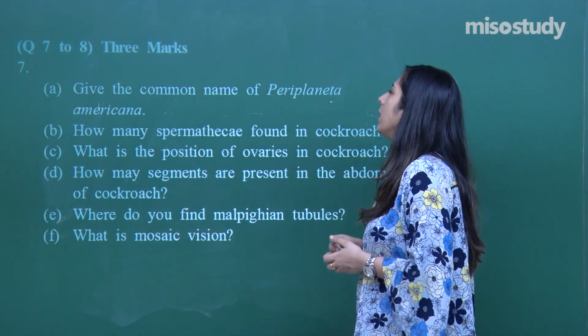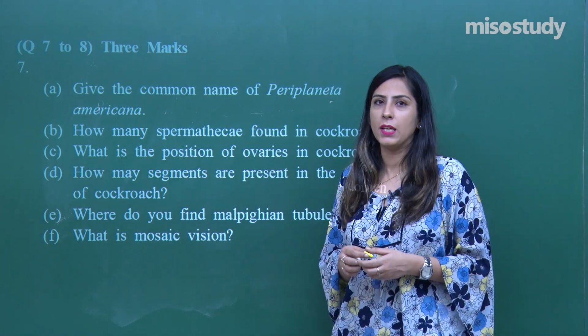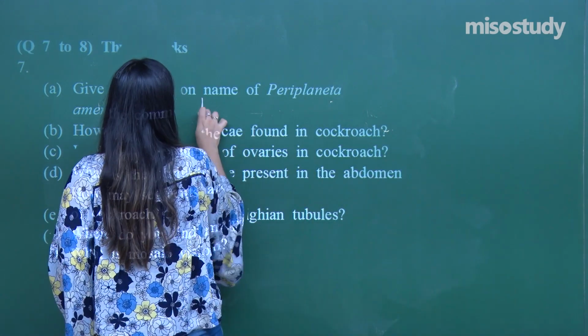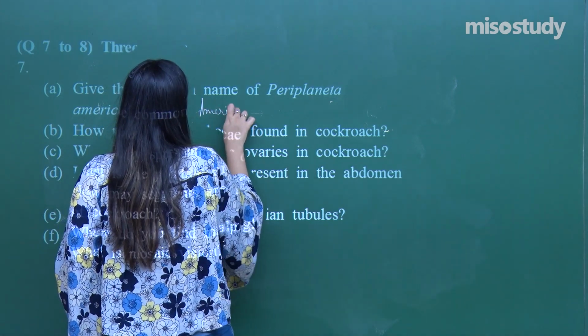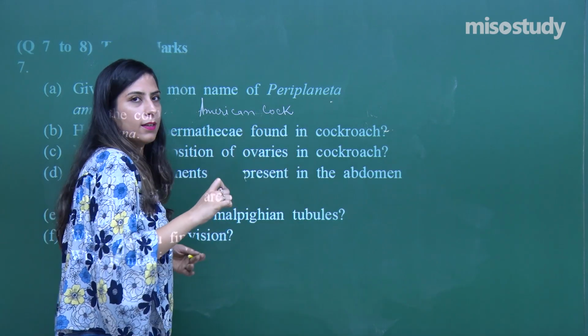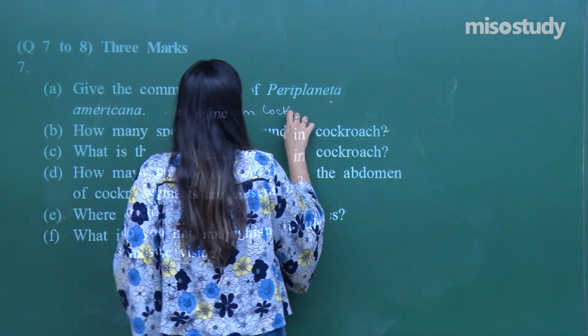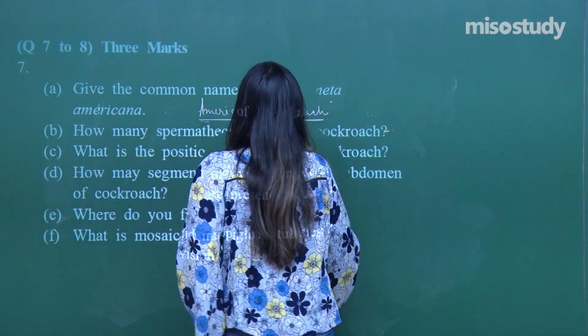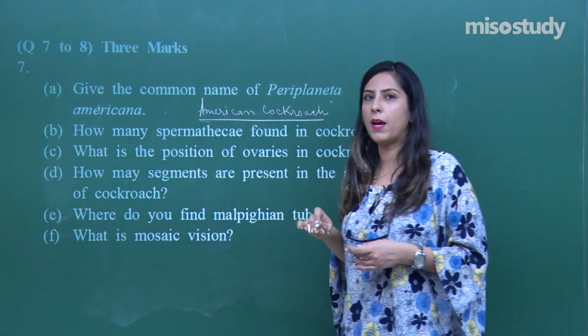Give the common name of Periplaneta americana. We know the common name is American cockroach. We have studied the cockroach in detail, right? The type study of cockroaches we have studied. That is American cockroach, Periplaneta americana.